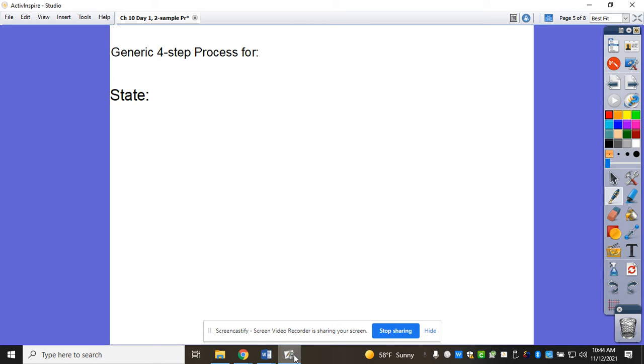Alright, so this is for step number 7. And we're in chapter 10. And this is a 4-step process for a 2-sample. So we changed back, this is 2.